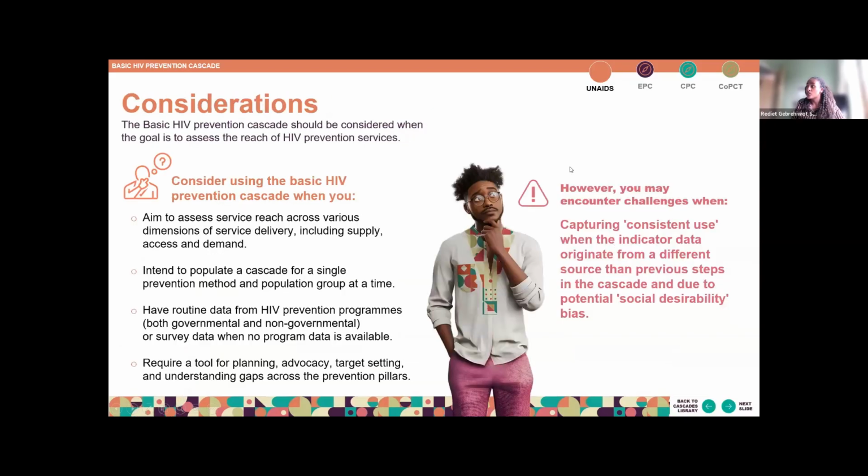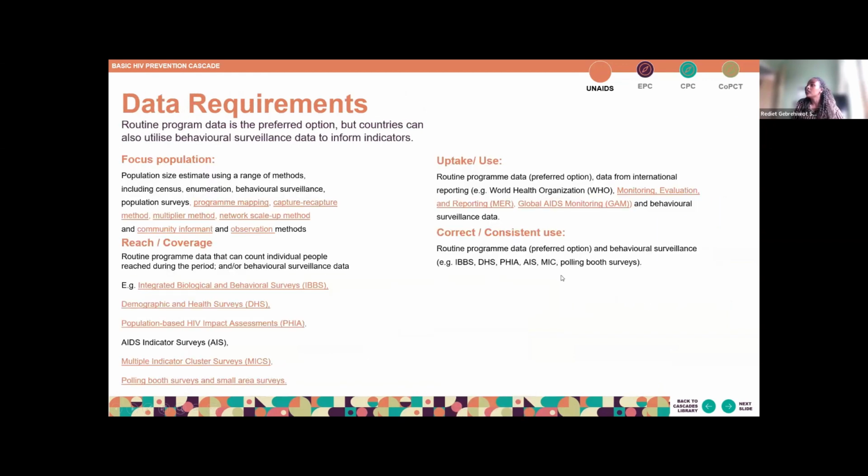We have included some considerations for each of the cascades, which allows you to understand the advantages and the limitations for each of the cascades. And you'll also find a data requirement where you'll find the data sources that's needed to adapt and populate these cascades. And where possible, we have embedded direct hyperlinks within the data requirement section to connect you to further external resources on those specific data sources. And they have been underlined here, so it takes you to an external resource.